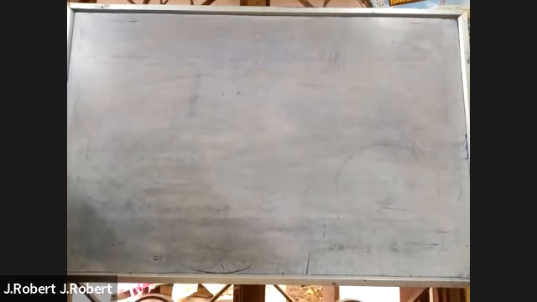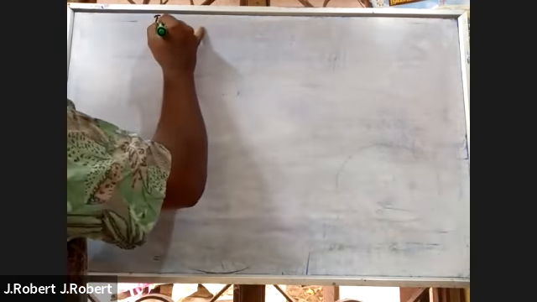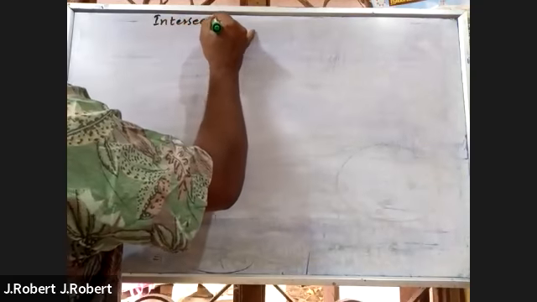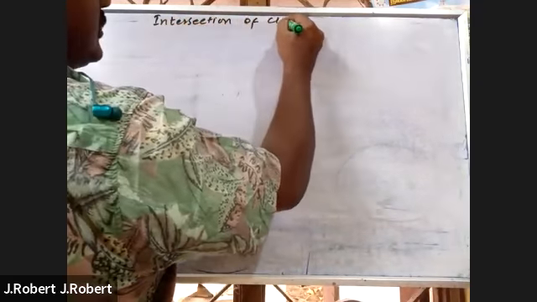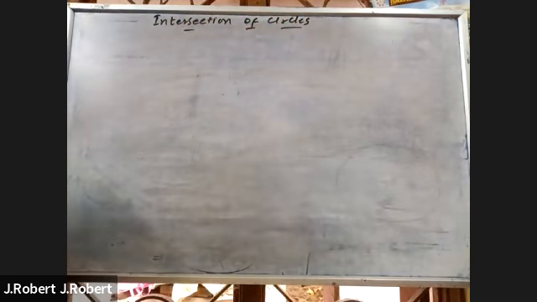Okay, now intersections of two circles. We'll discuss 4 cases here. Okay, the first one, intersection of circles. So listen carefully. What is the meaning of intersection of circles? So we have 4 cases here.